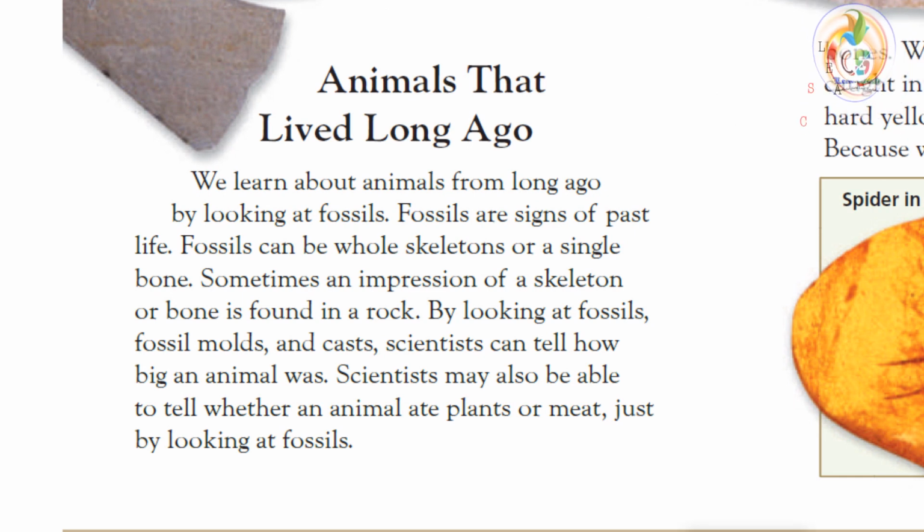Animals that lived long ago. We learn about animals from long ago by looking at fossils. Fossils are signs of past life. Fossils can be whole skeletons or a single bone. Sometimes an impression of a skeleton or bone is found in a rock. By looking at fossils, fossil molds, and casts, scientists can tell how big an animal was. Scientists may also be able to tell whether an animal ate plants or meat just by looking at fossils.